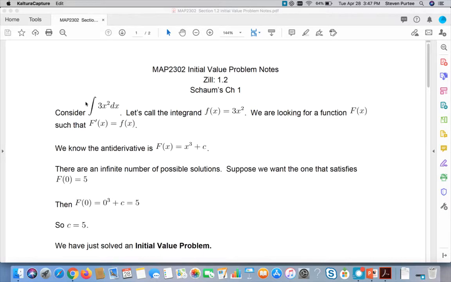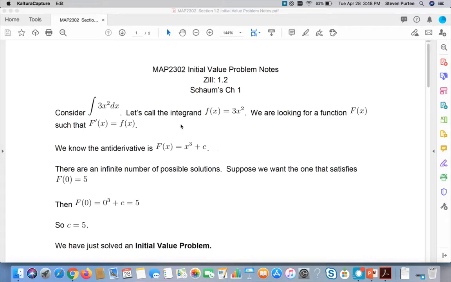Say you were trying to solve this indefinite integral. For fun, let's call the inside, the integrand, f of x, 3x squared. Remember, the whole point of an antiderivative is we're looking for some function capital F whose derivative is little f, the inside. You can do that in your head. You know the antiderivative there is x cubed plus c.